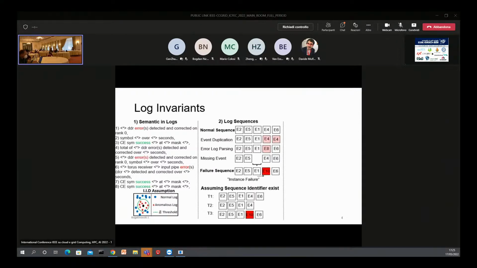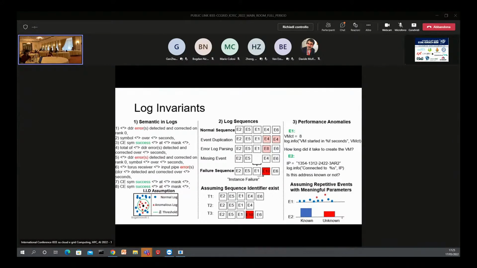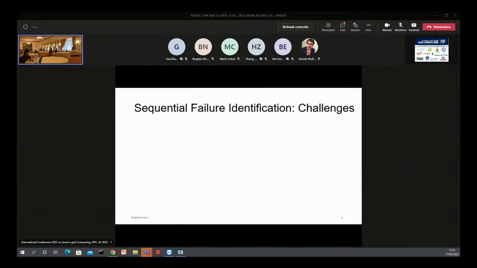The other one is by event sequences, which is actually the main focus here, where we have a sequence of events, and for some reason an event may show up as a failure, or the sequence may be shortened, and that can be used for failure detection. The third one is by performance anomalies, where a variable parameter experiences some abnormal value. So when analyzing sequences, we have two challenges.